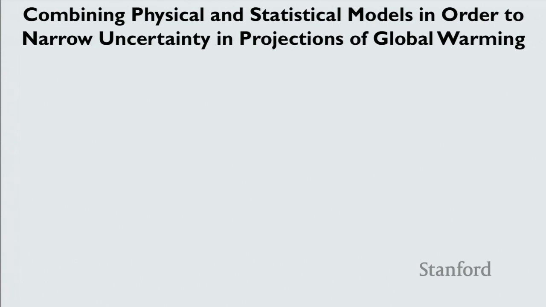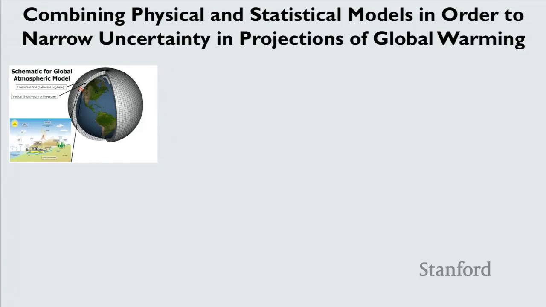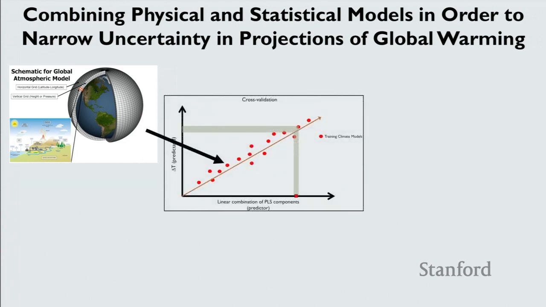to narrow uncertainty in projections of global warming. We have all these physical global climate models that are calculating all these things three-dimensionally in space and stepping forward in time and trying to give us an understanding of the emergent properties of the system. And then they have a lot of uncertainty in how much warming we're expecting in the future, largely because of uncertainty in these parameterizations that affect how feedbacks work in the system.